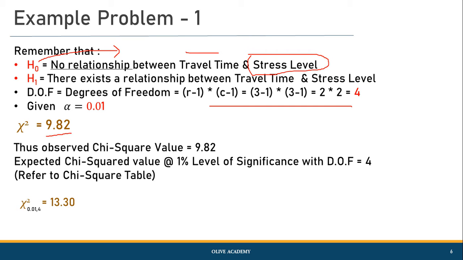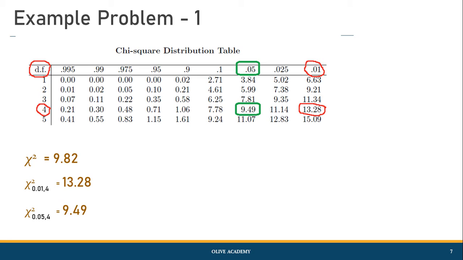9.82 is the value that we have already calculated. Now we need to go to the chi-square distribution table, but since the question is extended to verify the level of significance at 5%, we also should take the 5% significance level value, which is 9.49 here, at 4 degrees of freedom. And 13.82 is going to be for 1% level of significance, right?